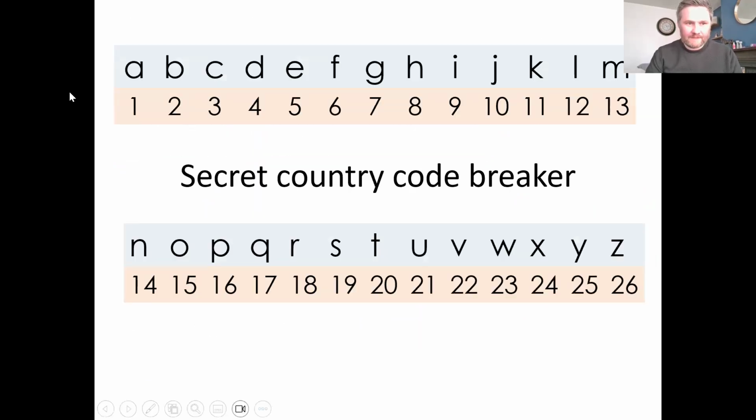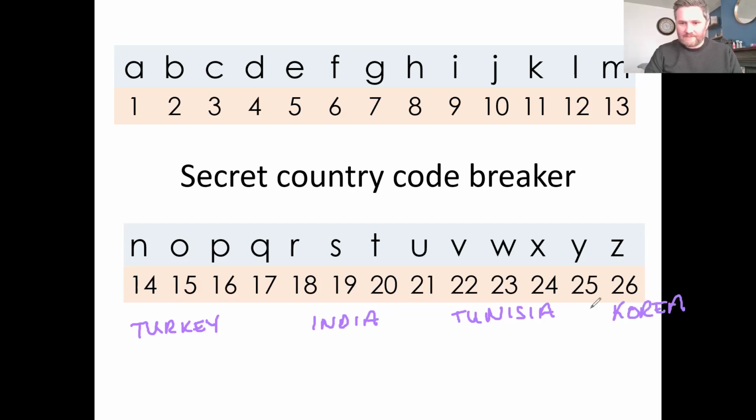There you go. So can you solve all of the countries? Turkey, India, Tunisia, Korea. Oh, have I forgotten them? What was the other one? India. Was there another one? Can't think now. Right, India.